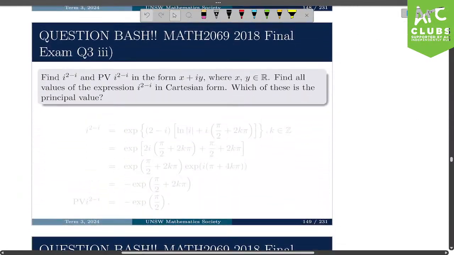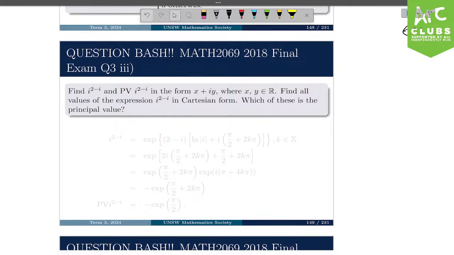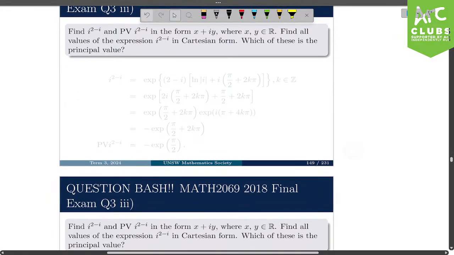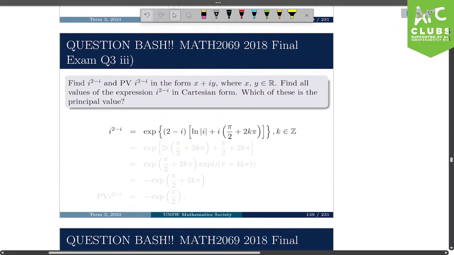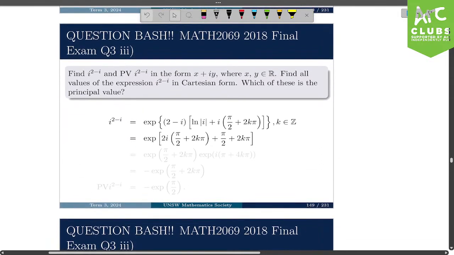All right. Now I have a bit of a question bash. We'll probably just try and bash out all of these questions within the next 5 to 10 minutes. So, first things first. We have from the 2018 final exam question 3, part 3, find the value of i to the power of 2 minus i, the principal value of it in Cartesian form, and then which of the following values is the principal value within your multi-valued. So that's our first question we're going to be bashing out.